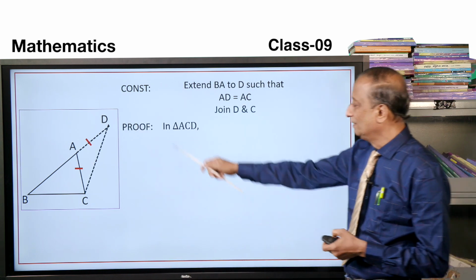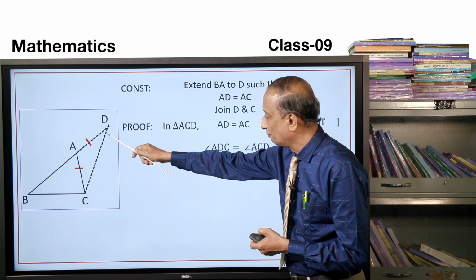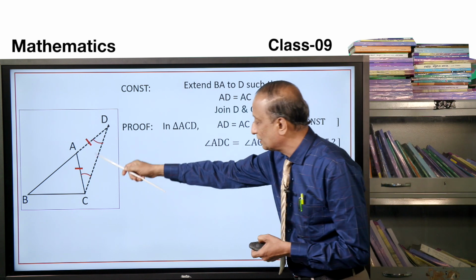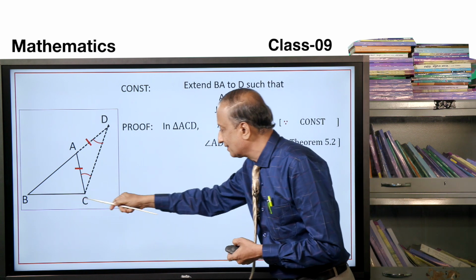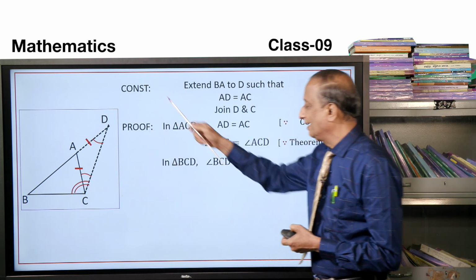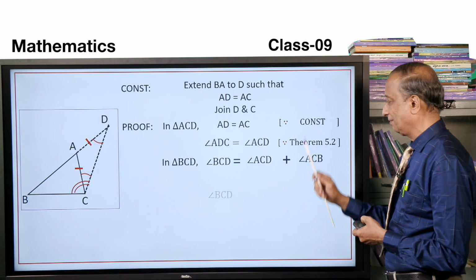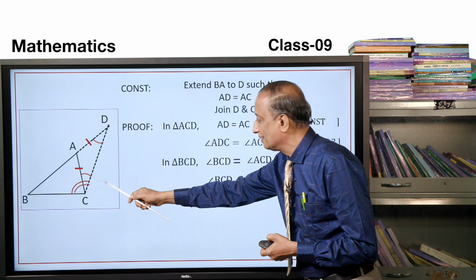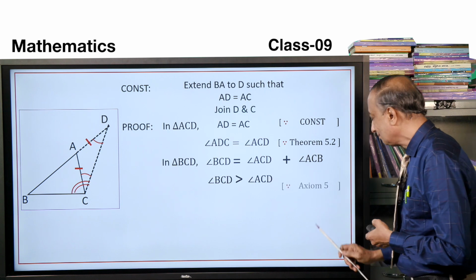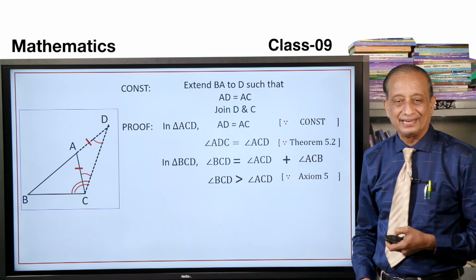The proof is this. If you look at triangle ACD, we have AD and AC equal because of construction. Therefore, the angles facing them are equal because of theorem number 5.2. So, these two angles became equal. Now, look at this angle BCD, children. Can we write it as the sum of angle ACD plus angle ACB? Definitely we can write. So, it is very obvious that angle BCD has to be greater than angle ACD because of axiom number 5, which states that the whole is always greater than the part.